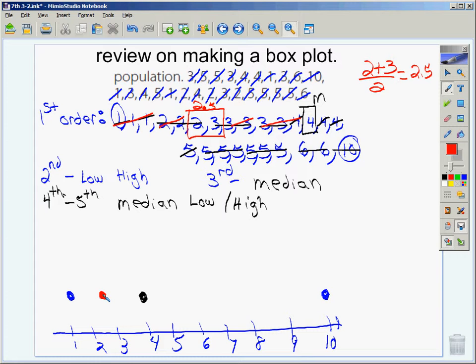I'm going to do the same thing now on the top half. If I get rid of 3 here, I get rid of 3 here. And I think we got rid of 2. Here, what's in the middle? 5 and 5. But if I add those together, 5 plus 5 divided by 2 is still what?